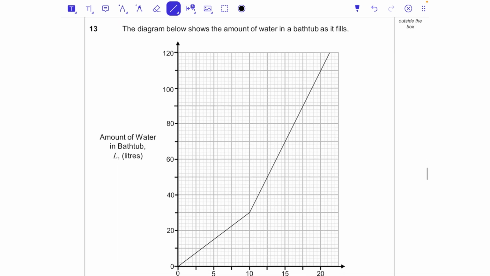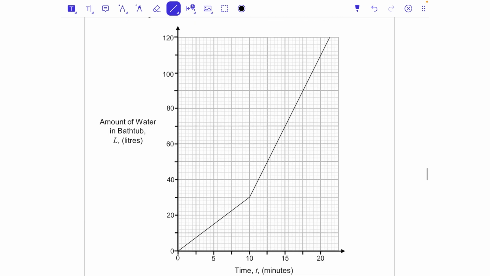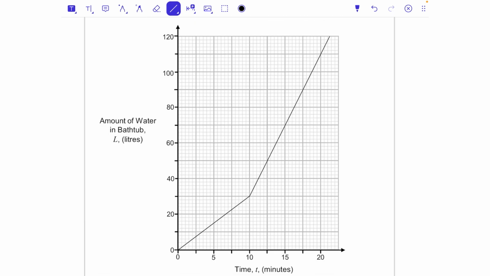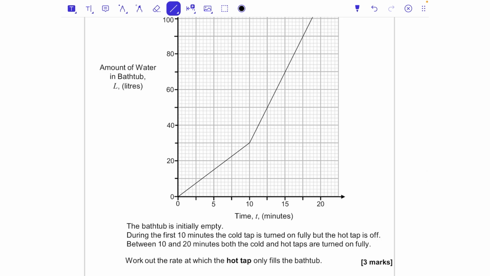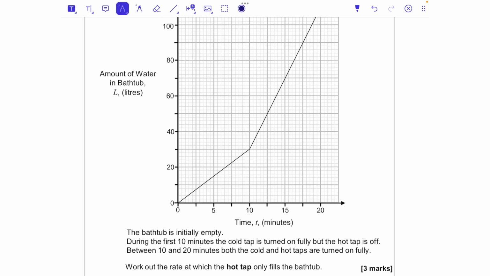Question number 13. The diagram below shows the amount of water in a bathtub as it fills. The amount of water in the bathtub in litres is on the y-axis and the time is on the x-axis. The bathtub is initially empty. During the first 10 minutes, the cold tap is turned on fully, but the hot tap is off. Between 10 and 20 minutes, both the cold and hot taps are turned on fully. So this bit here is showing just the cold tap turned on, and then the bit after from here on is the hot and the cold together.